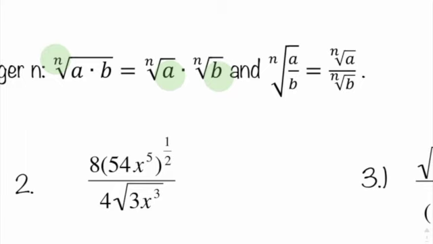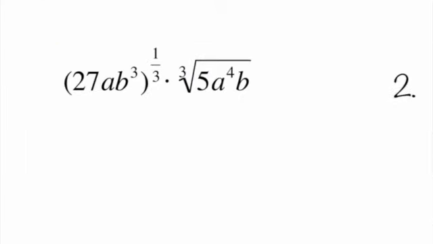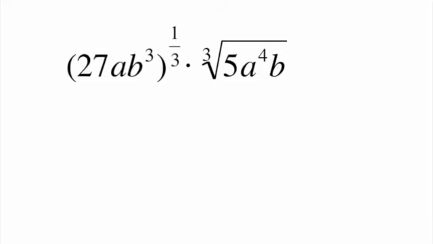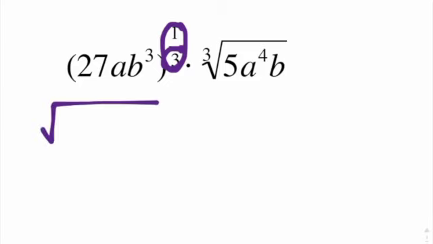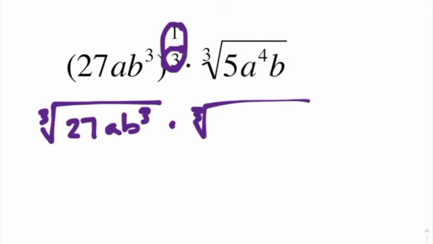So what that means is, and we'll look at an example here. In the first example, first thing I have to do is, because I have a fraction here, I have to change it to a root. And remember that the denominator is the index. So since this is 1/3, that's a third root of 27ab to the third times the third root of 5a4b.